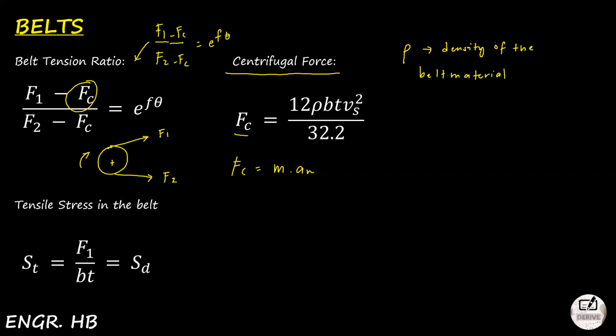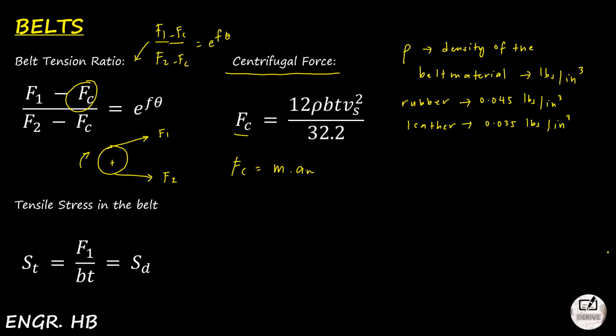So sa formula na yan, ang density mo dapat laging naka-pounds per cubic inch. So there are two types naman ng belt material na basically ginagamit, which is the rubber and the leather. So ito, minsan di ginibigay sa problem kasi constant na. So I will give here. So sa rubber, ang density niya is 0.045 pounds per cubic inch. And the leather uses 0.035 pounds per cubic inches.